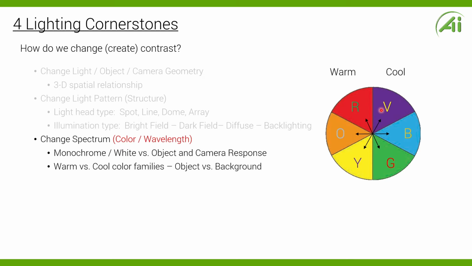Another way to do it, of course, is to change the spectrum. In other words, we might look at monochrome versus white on objects for camera response. We may compare the warm versus the cool color families, as you can see here. Red versus green changes the contrast pattern on colors rather dramatically versus their backgrounds.